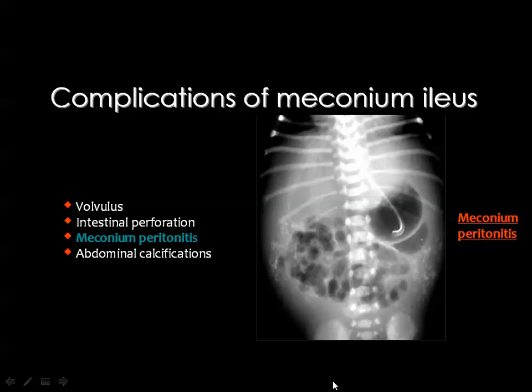Then complications of meconium ileus include intestinal volvulus or even intestinal perforation. Perforation will lead to the meconium being in the peritoneal cavity. This will result in some sort of calcification within the peritoneal cavity, and this appearance, whenever seen in a neonate, is almost diagnostic of meconium peritonitis.